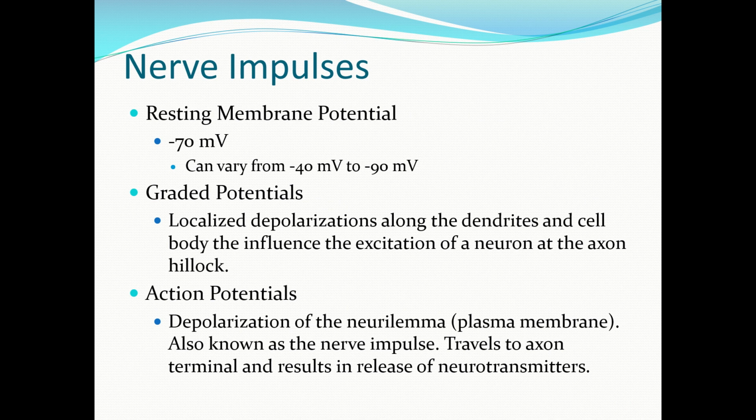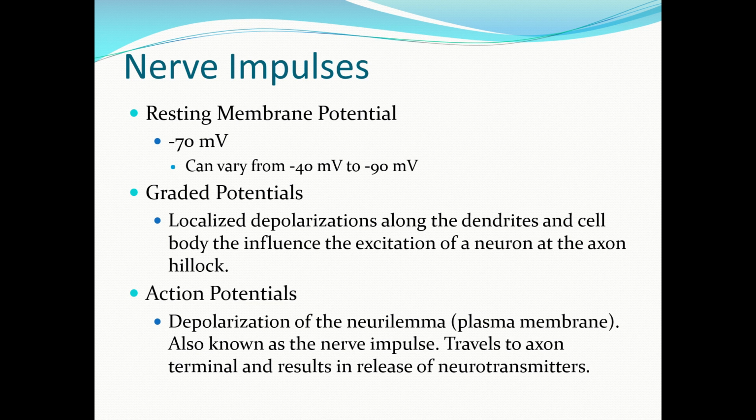All right, so remember the resting membrane potential is negative 70 millivolts. It can vary. So some places you'll see it as negative 40 millivolts all the way to negative 90 millivolts. So just remember that the average is a negative 70 millivolt resting membrane potential, but it can vary. And then there are two other potentials to mention here. One you've seen before, the action potential, but let's talk about graded potentials.